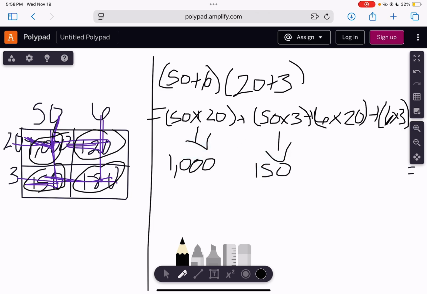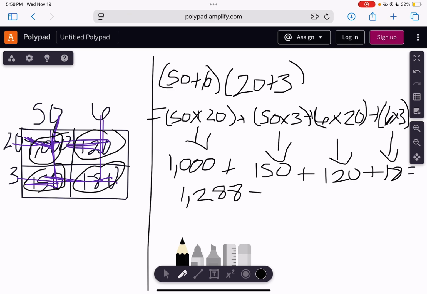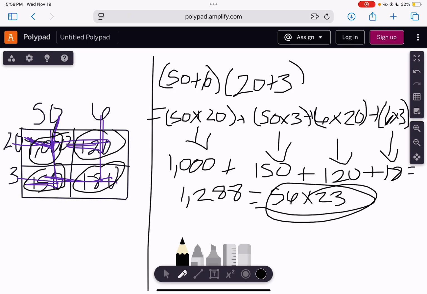So 50 times 20 equals 1,000, 50 times 3 equals 150, 6 times 20 equals 120, and 6 times 3 equals 18. So you're going to want to add these numbers up. When you are adding these numbers up, you are going to get 1,288, which equals 56 times 23. So 56 times 23 equals 1,288.